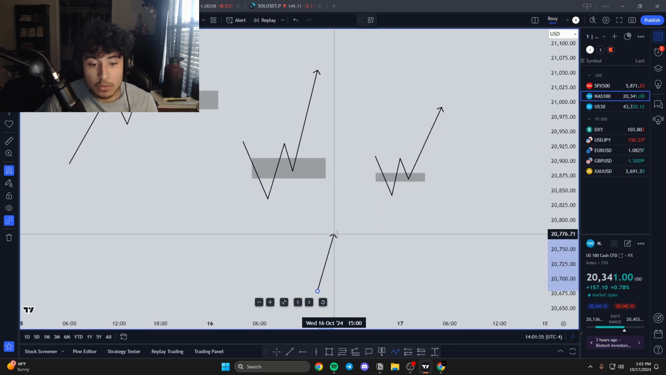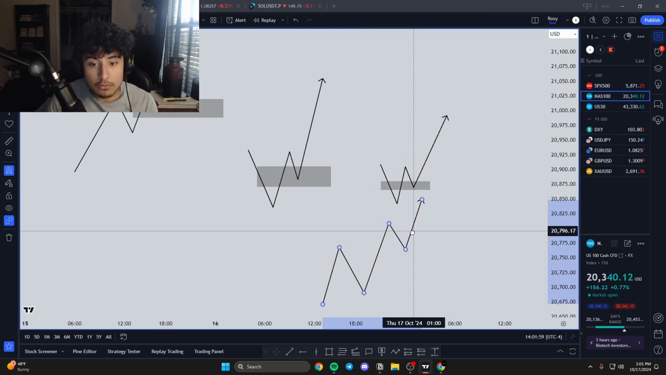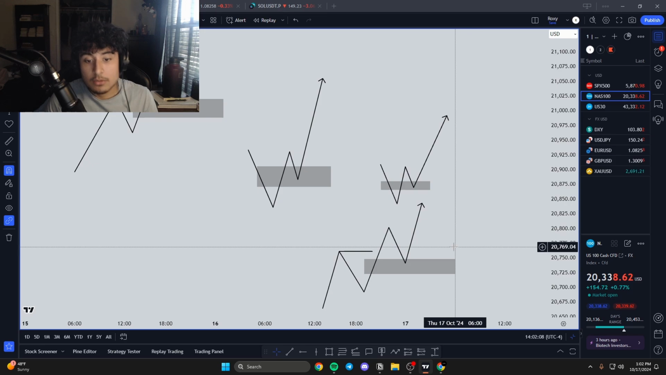Sometimes you'll have the 22 model where you have a high, you retrace, you break above it, and then you have strong confirmation to then move higher. That's sometimes what happens here. I know some people only like using the inversion fair value gap model.